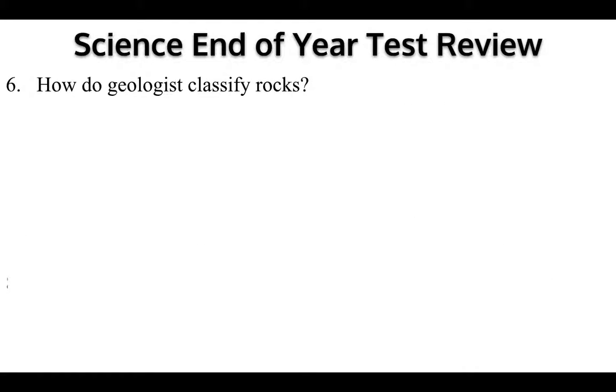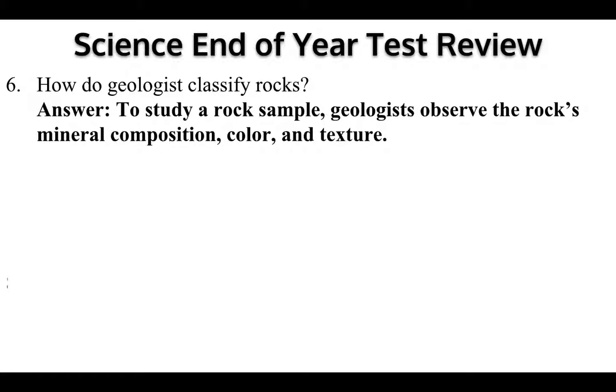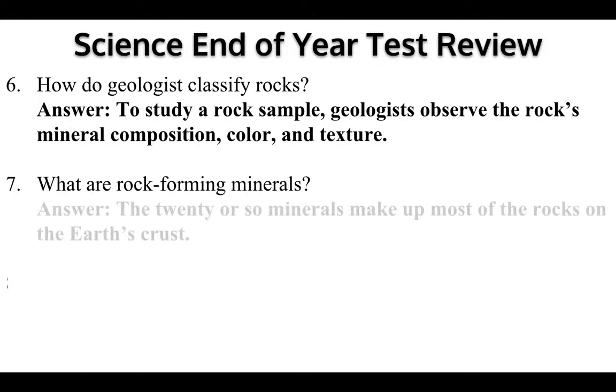Okay? So let's get into rocks now. How do geologists classify rocks? To study a rock sample, geologists observe the rock's mineral composition, color, and texture. If a rock is multicolored, it is a sign that it has multiple minerals in it. That's what gives a rock its multiple colors, all the minerals found in it have different colors.